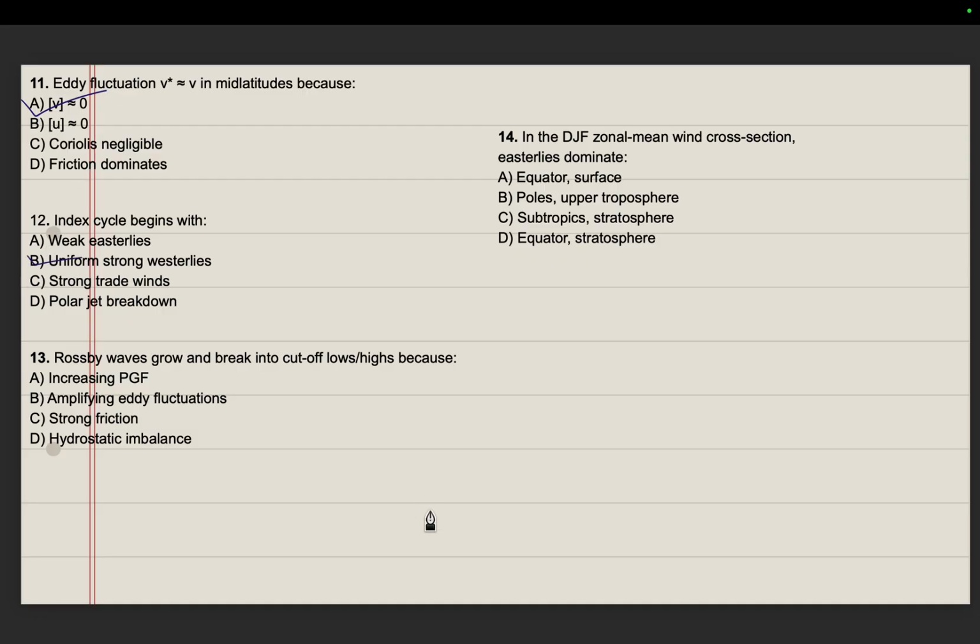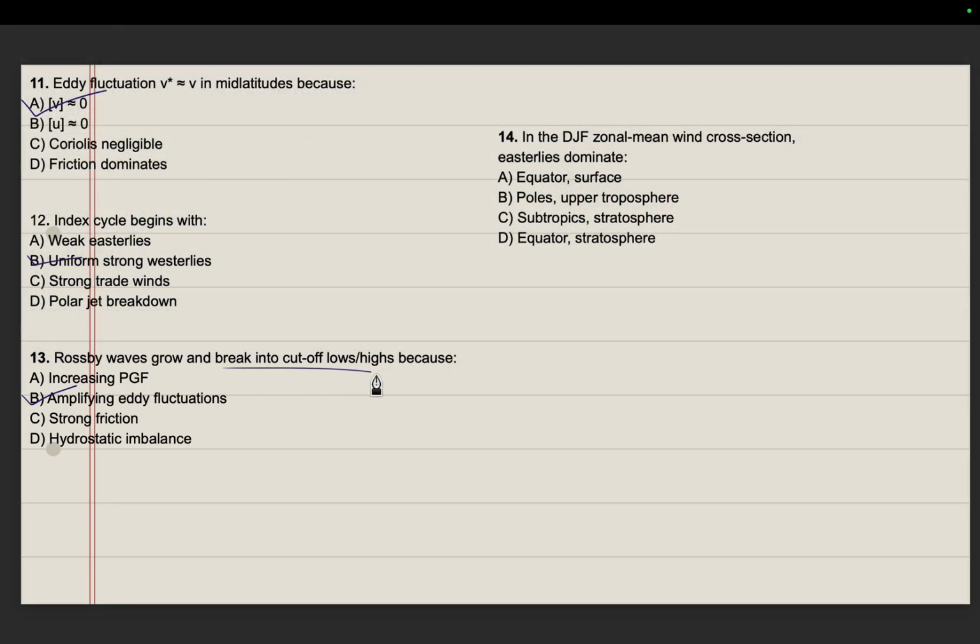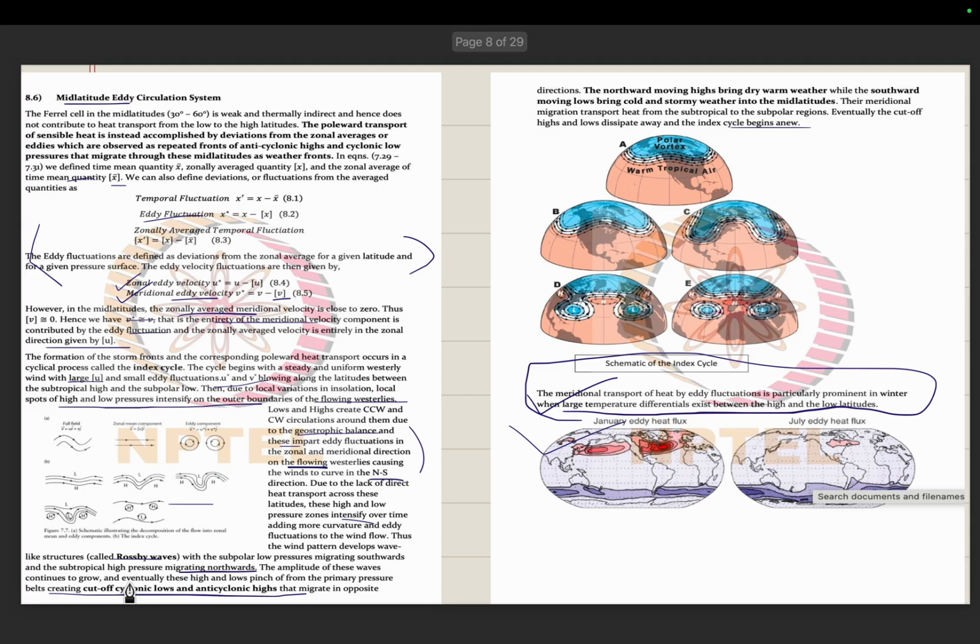Question 13, Rossby waves grow and break into cutoff low or high because of increase of the pressure gradient force, amplifying the eddy fluctuation, strong friction, or the hydrostatic imbalance. Option D. No, this is option B. The Rossby waves grow and break into the cutoff low and high because of the eddy fluctuations.